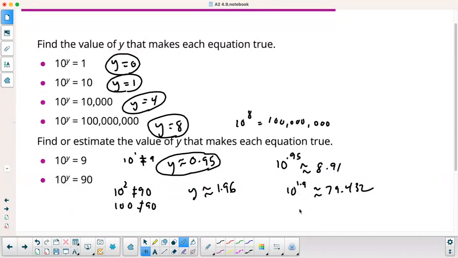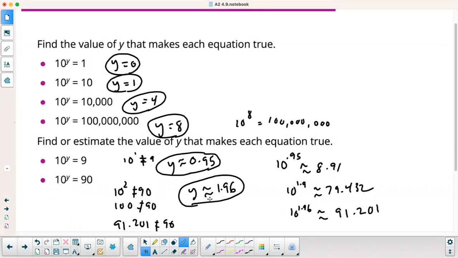I'm going to try 1.96. 10 to the 1.96. And that got me pretty close. That got me to 91.201. Okay, so that's pretty close to 90. Still not equal though, right? 91.201. It's still not equal, but it's a pretty good estimate.